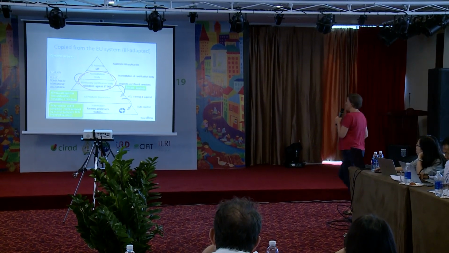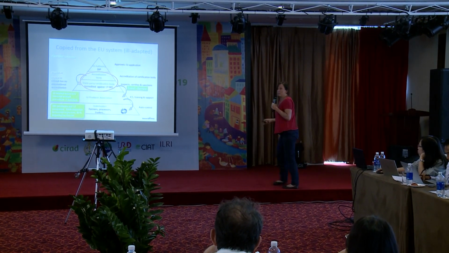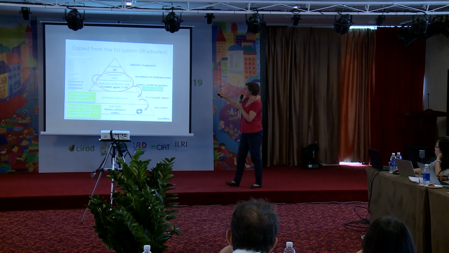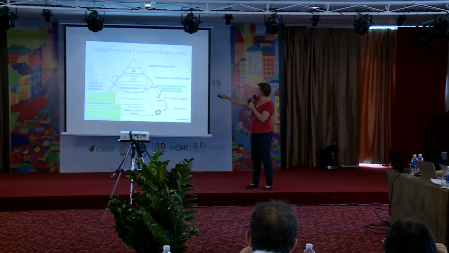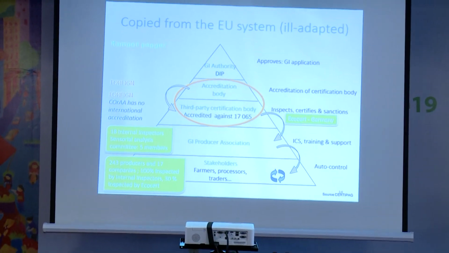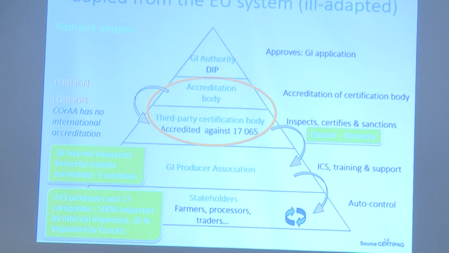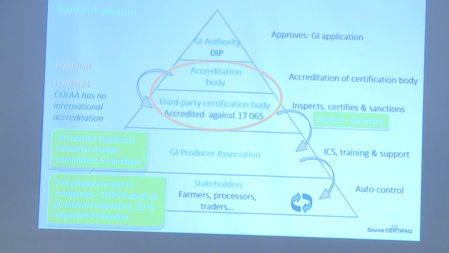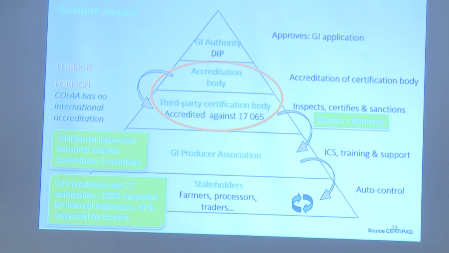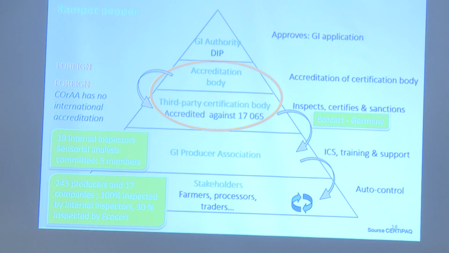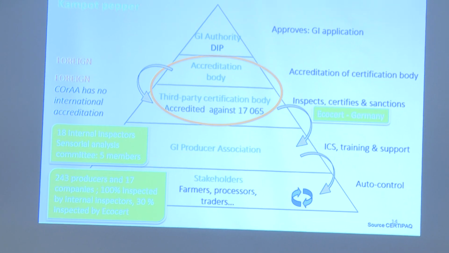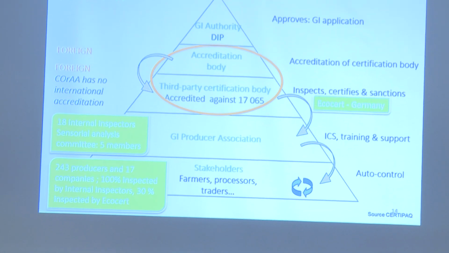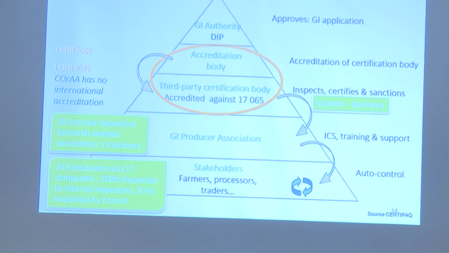In the case of Kampot pepper, it's EcoCert that performs the certification, and then there are internal inspectors at the GI Producer Association. So this is a system that's very quick and easy to put into place because you just get a certification body from outside. But the problem is it's very expensive and it doesn't allow much for learning of stakeholders.